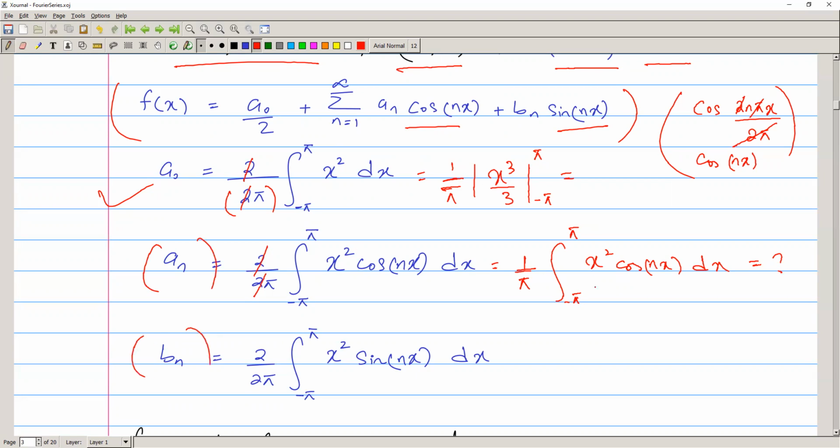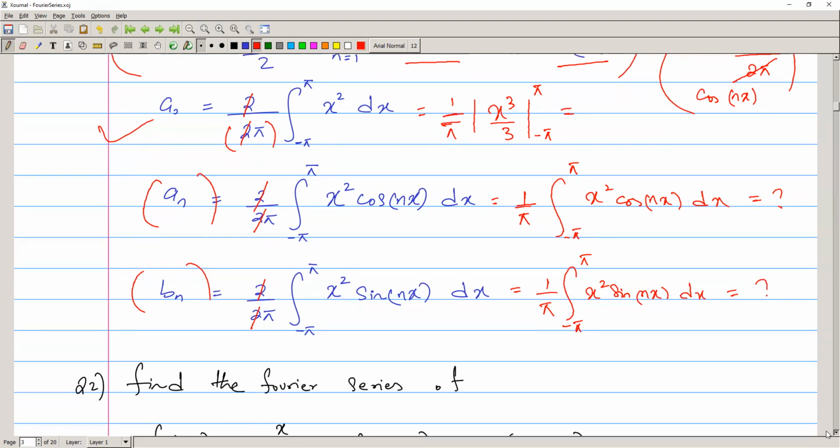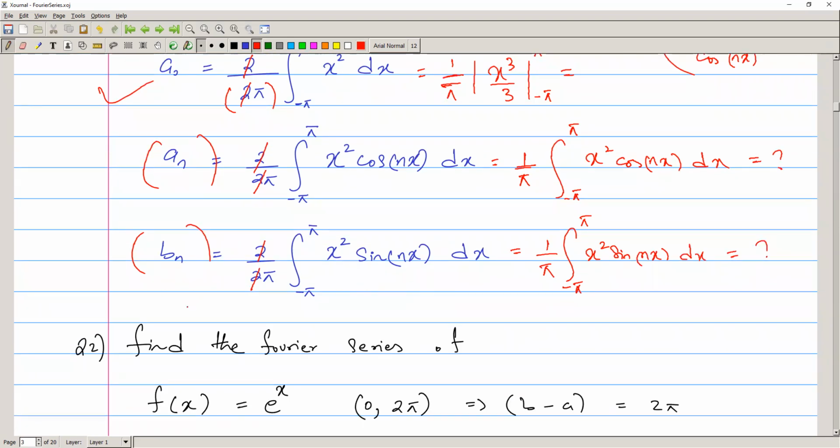And for b n, similarly, this 2 will cancel out with this 2, negative pi to pi x squared sin nx dx, right? So whatever the values are, at the end you just have to substitute them like this.